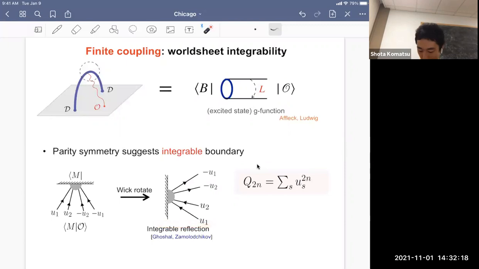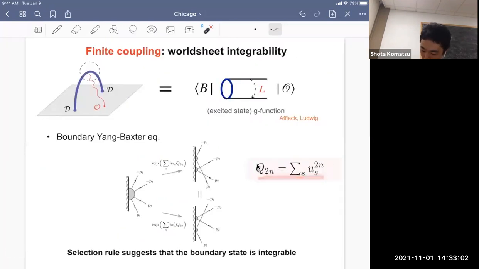But in this rotated picture, you see that this process is nothing but a reflection process, in which particles of momentum u1 and u2 get reflected to minus u1 and minus u2. But I should also say that this is a very particular reflection process in which particles only change the sign. And in this reflection process, you can clearly see that this combination is preserved, which means that there are some hidden charges preserved by this reflection process. This is indeed the characteristic feature of what's called integrable reflection, studied by Ghoshal and Zamolodchikov. If you assume the existence of this charge, and then run the same argument as I presented before for the S matrix, you can convert this reflection process into two different reflection processes. Because they are related by the symmetry generators, they must be equal. And that gives you what's called the boundary Yang-Baxter equation.